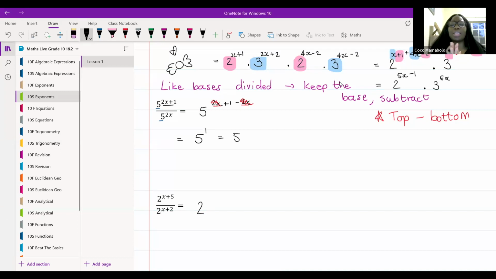How do I subtract exponents, guys? Good, Abu. Beautiful. Top minus bottom. Now, I want you guys to watch very carefully what I'm about to do. I'm going to go x plus 5 minus, and then in brackets, I'm going to write x plus 2. I know many of you are going to be like, ma'am, are the brackets necessary? Absolutely. 100% the brackets are necessary. We do not let go of the brackets, guys.